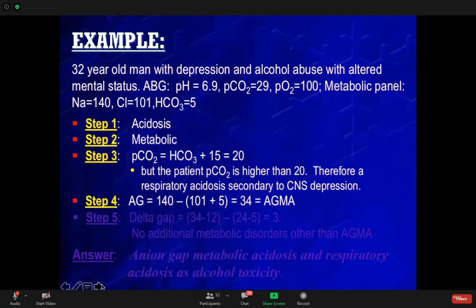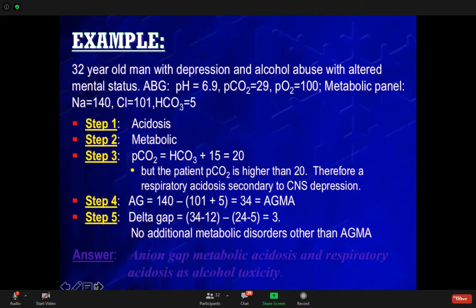Then we do step 5, which is the delta gap. It's your calculated anion gap, 34 minus 12, minus the total of 24 minus 5, which equals 3. So it's between -6 and 6, so there's no additional metabolic disorder. So most likely this guy has an anion gap metabolic acidosis and a respiratory acidosis because of alcohol toxicity.